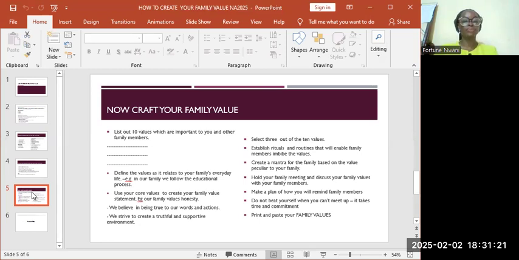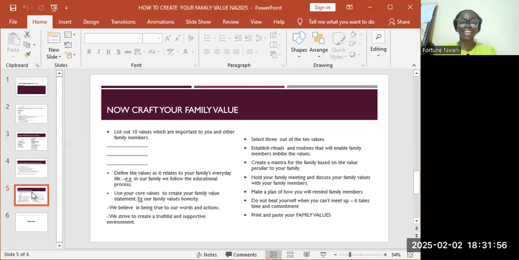So we're still looking at the core values, creating your family value statement. So if honesty is your family value, then you let every member know the things you believe in. We believe in being true to our words and our actions. That is being honest. We strive to create a truthful and supportive environment. Okay, so it's going to take you time, but you will get there.